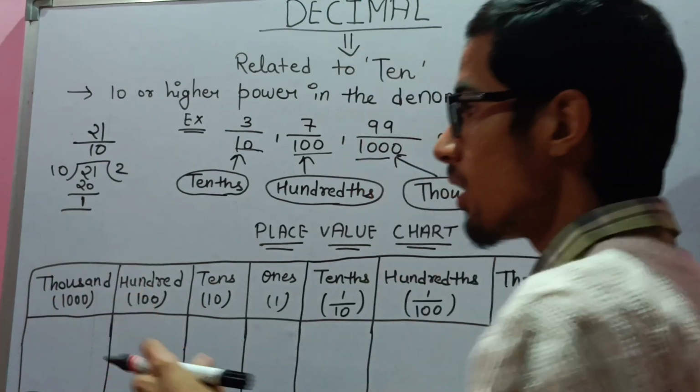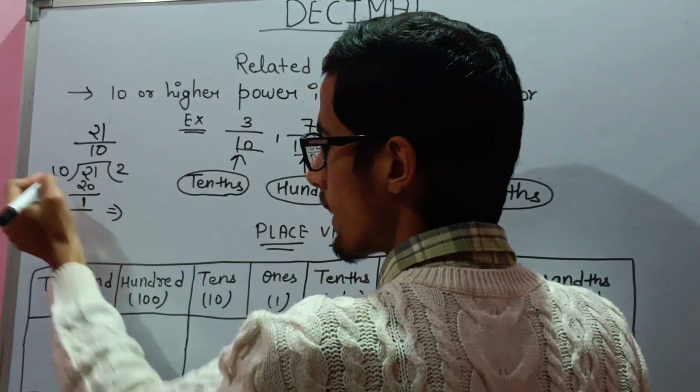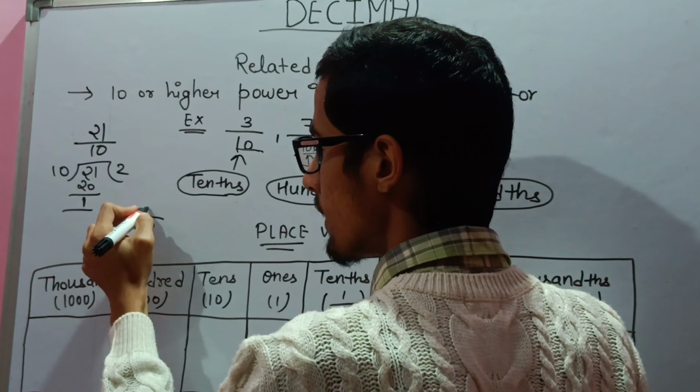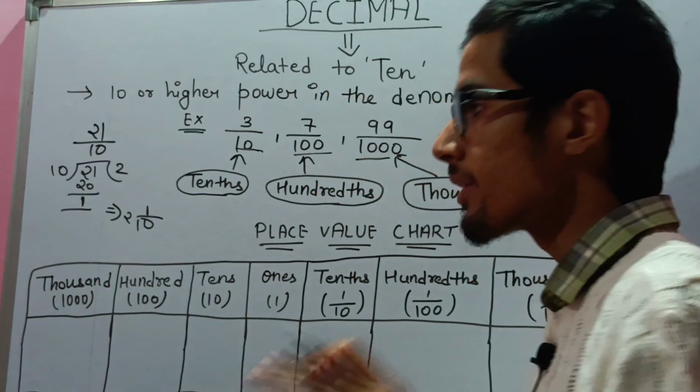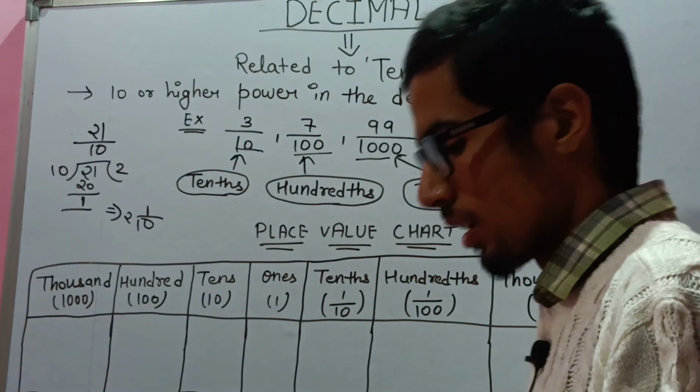Now we change this into a mixed fraction. So how do we write this? 10 in the denominator, the quotient comes outside, and the remainder 1 comes in the numerator. So this is 2 and 1 by 10. So how can we change this?